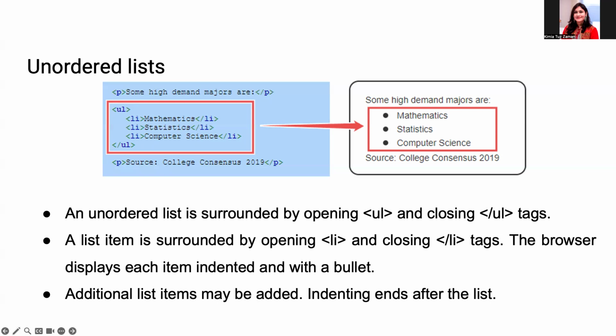In the example on the left, we have three list items. For example, mathematics, statistics, and computer science. The browser automatically shows each item with a bullet point and keeps them indented so they look neat. If you want to add more items, you just add more list tags inside the UL tag. The browser will keep formatting them correctly, and once the list ends, the text after it will go back to normal alignment.